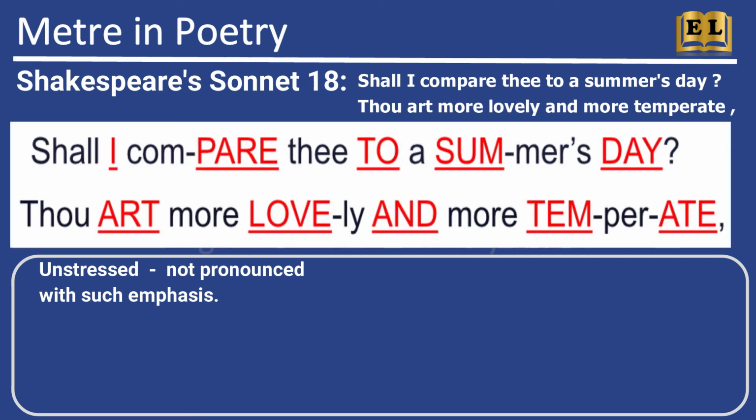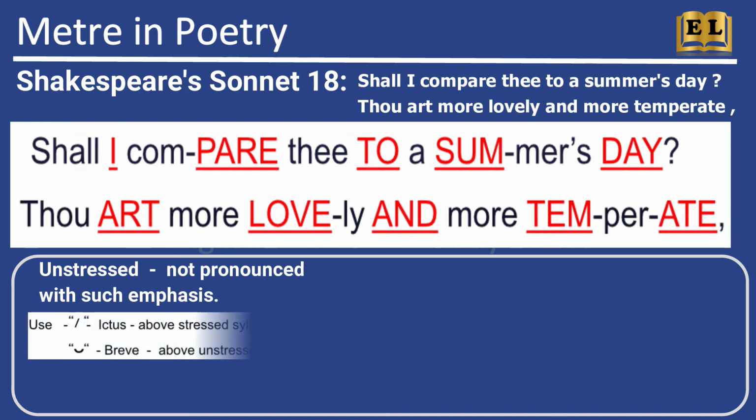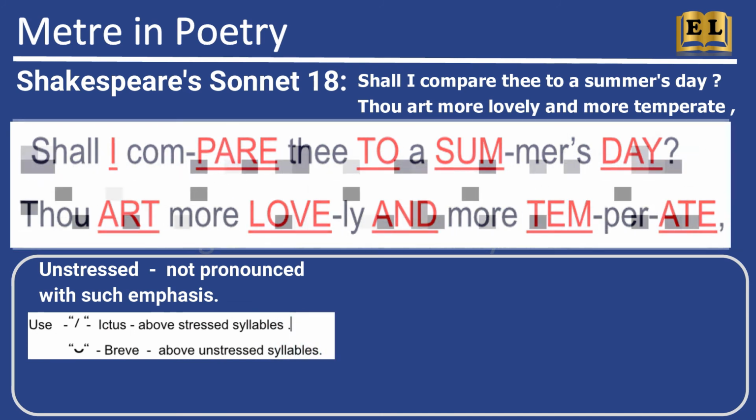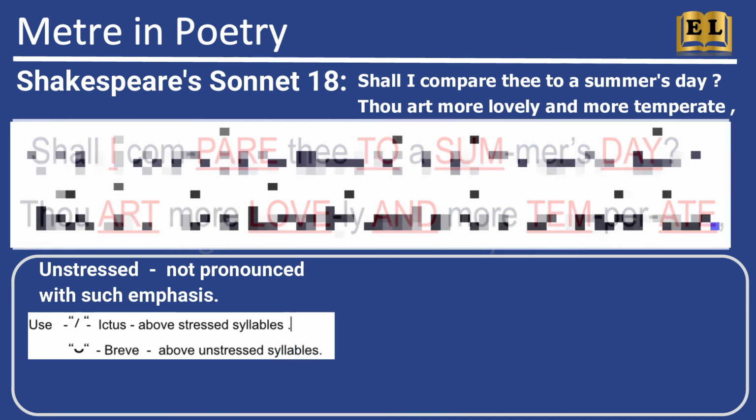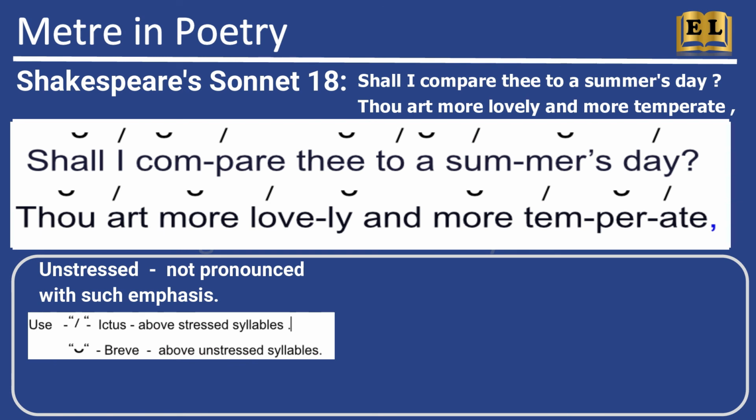When we read these lines, we find ourselves stressing these particular words or parts of words. Now we can use a forward slash known as ictus mark above stressed syllables and breve mark above unstressed syllables.